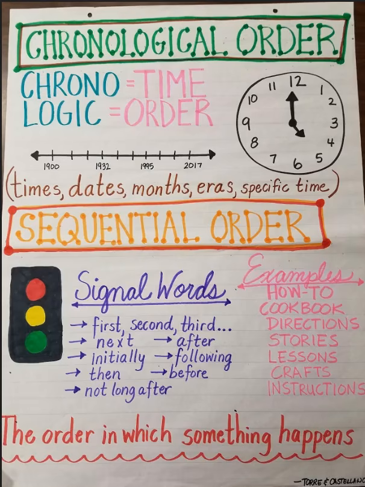Sequential order is slightly different because it's not necessarily labeled with dates and times. Instead, it's events in which there is a certain order that things have to occur in order to get to the end. So if you look at some of the examples, you'll have instructions, a how-to book, cookbooks. The recipes are definitely something that often will require sequential order.